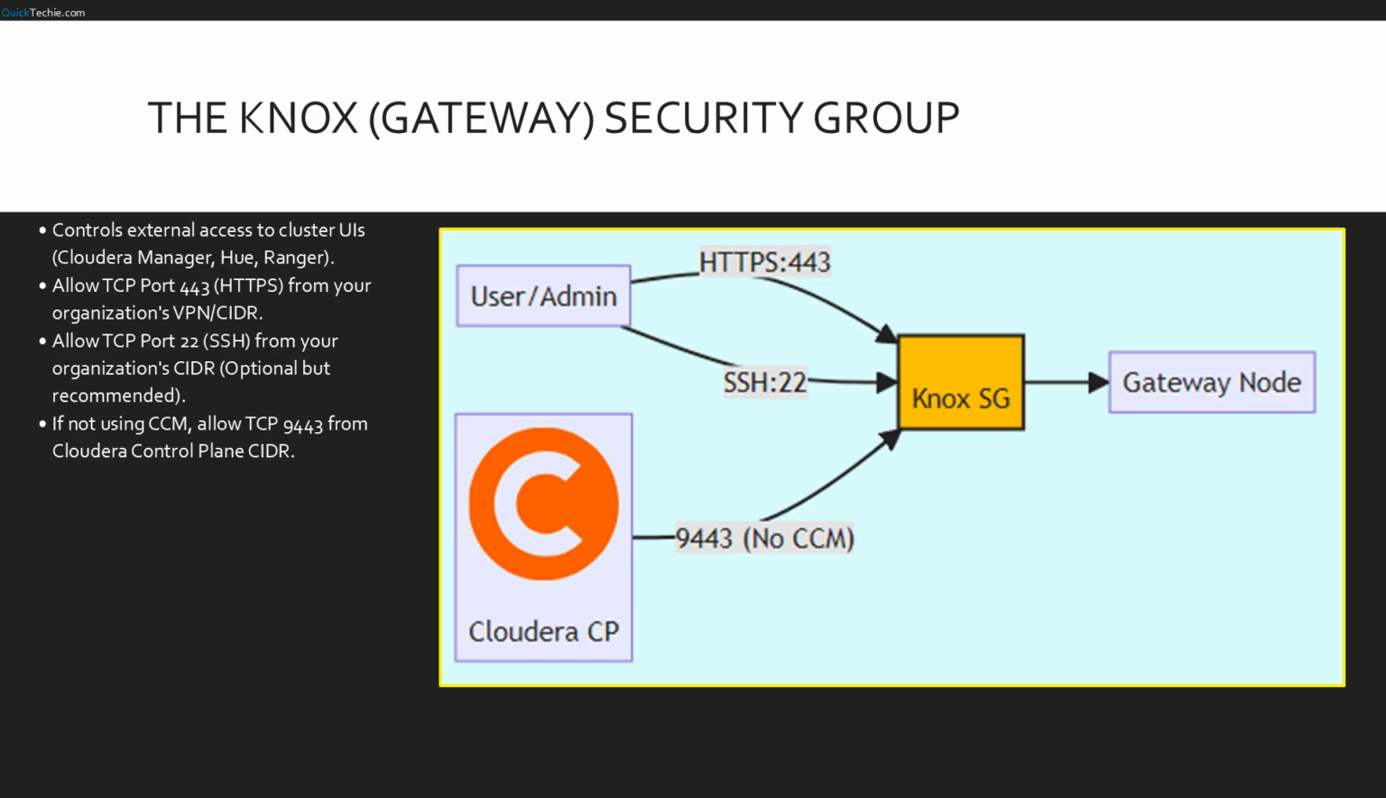Here we see the inbound traffic flow for the gateway. The user or admin connects via HTTPS on port 443 and SSH on port 22. These lines go into the NOC security group. Crucially, we also show the Cloudera control plane connecting on port 9443, but notice the label no CCM. This specific path is only required if you are not using the Cluster Connectivity Manager. All valid traffic terminates at the gateway node.